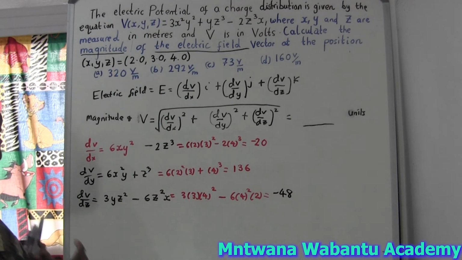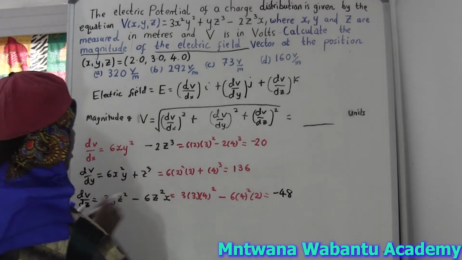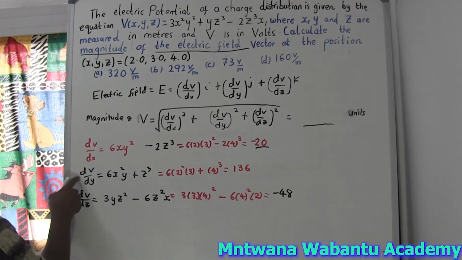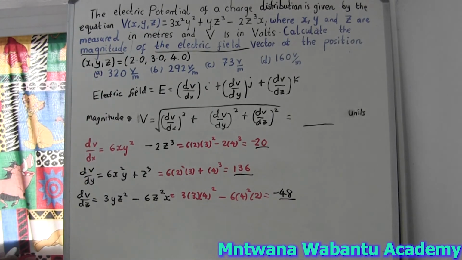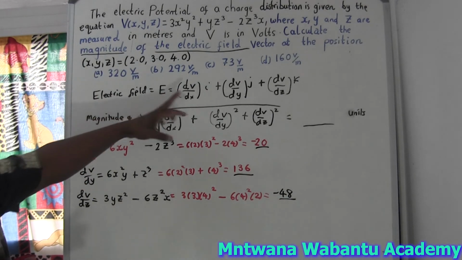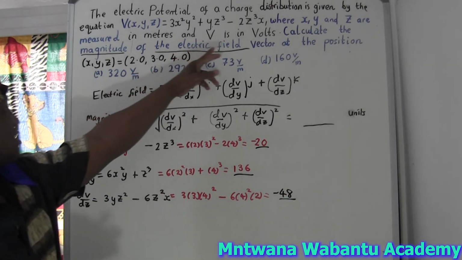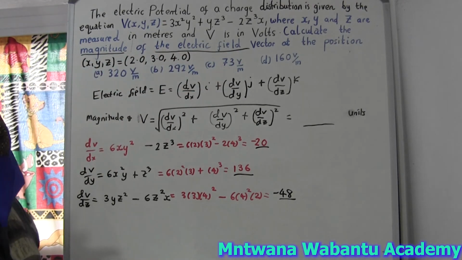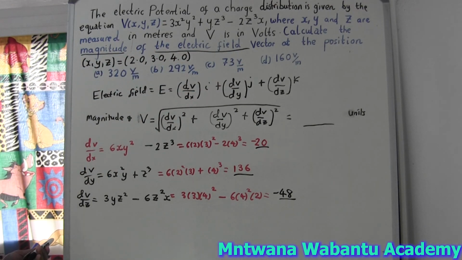So we have already actual dv/dx equal to negative 20, dv/dy equal to 136, dv/dz equal to negative 48. So what we're going to do, we can substitute and get the electric field. And after getting the electric field, we can get the magnitude. Now let's get the electric field. So, electric field.